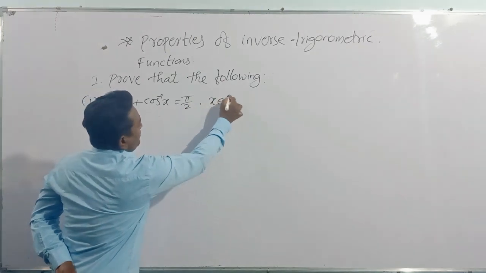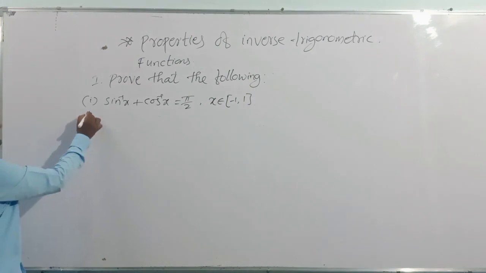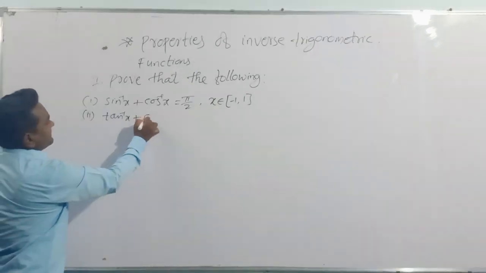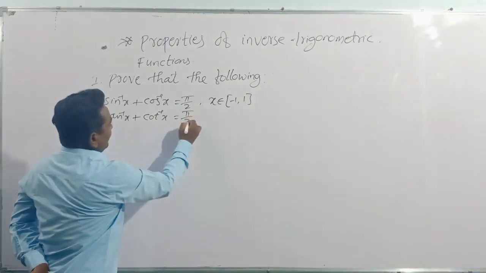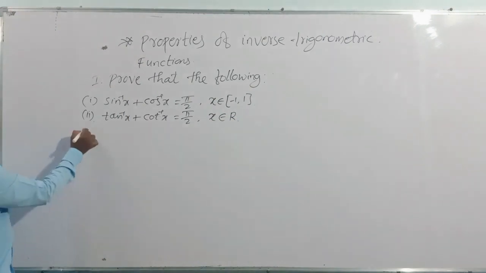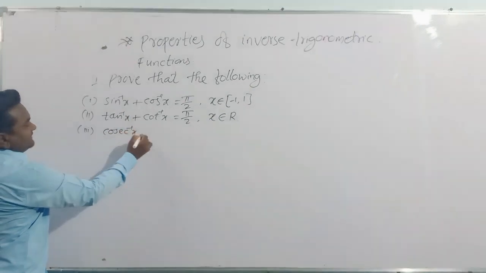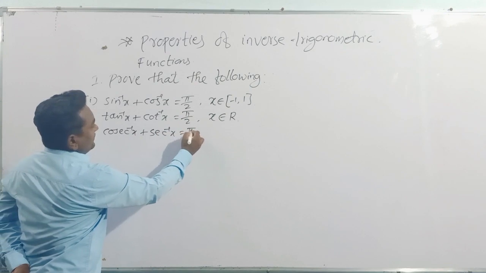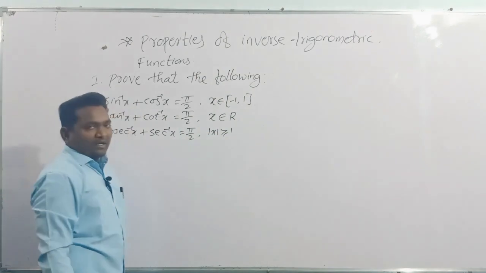X belongs to closed interval -1 to +1. Second one is tan inverse x plus cot inverse x equals to pi by 2. X belongs to R. Now third one is cosec inverse x plus sec inverse x equals to pi by 2. Here mod x greater than or equal to 1.